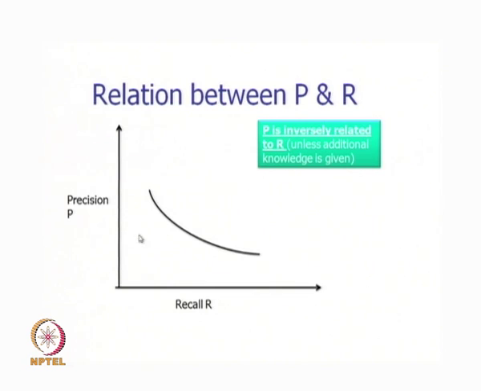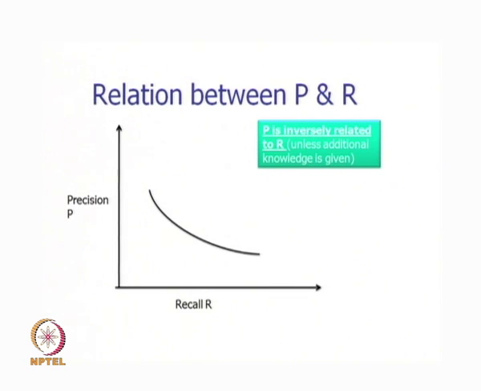Now we look at this graph on the slide, which is the relationship between P and R. This is the typical behavior of the precision versus recall curve. As recall increases, precision falls and vice versa. So, precision and recall have an inverse relationship. Now, let us see why this behavior is seen.